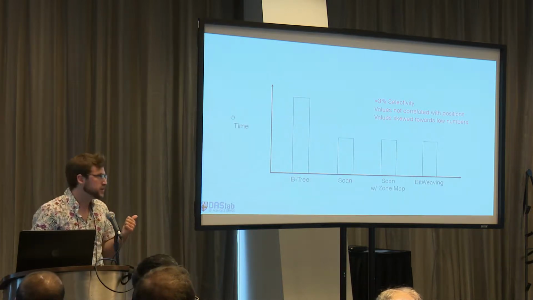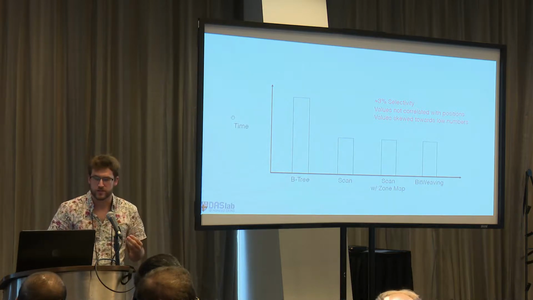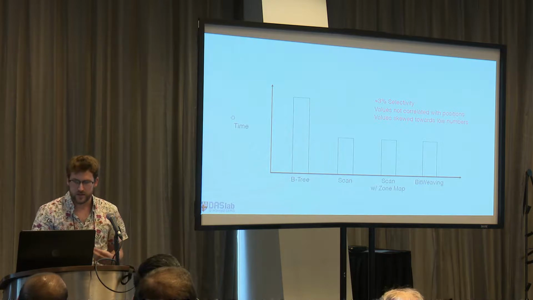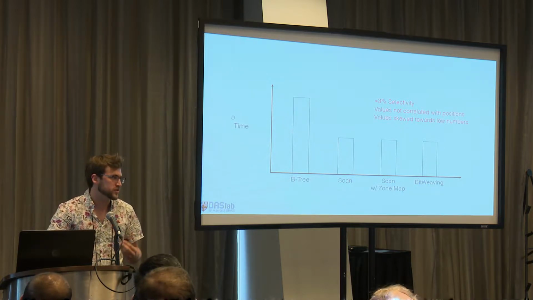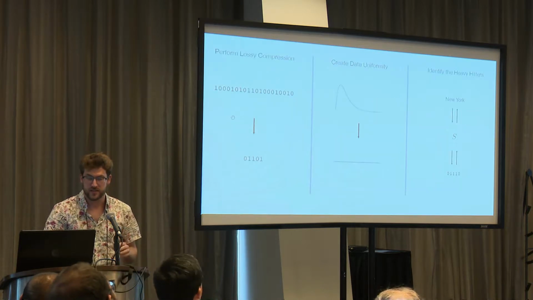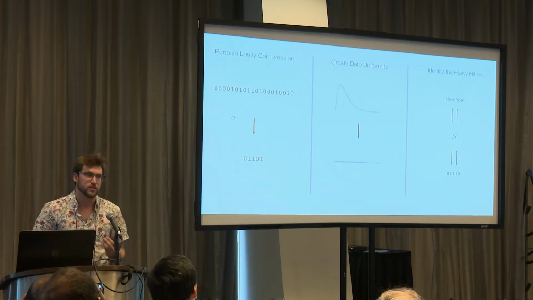So that's what happens here. We have values skewed toward the low numbers, and so bit weaving also looks like a traditional scan in this case. So we want something that's going to work across a range of different scenarios. And to do this, we're going to create a function S.